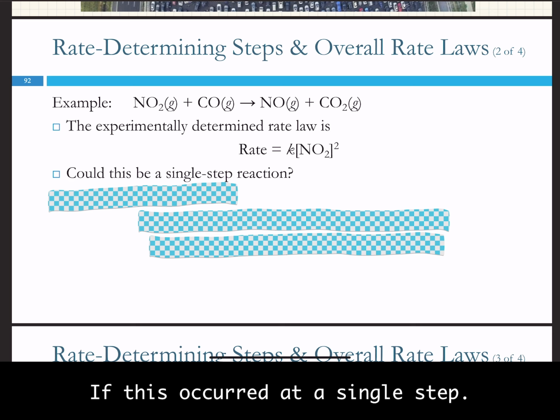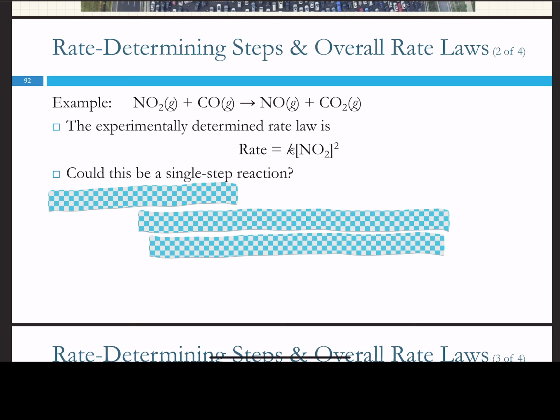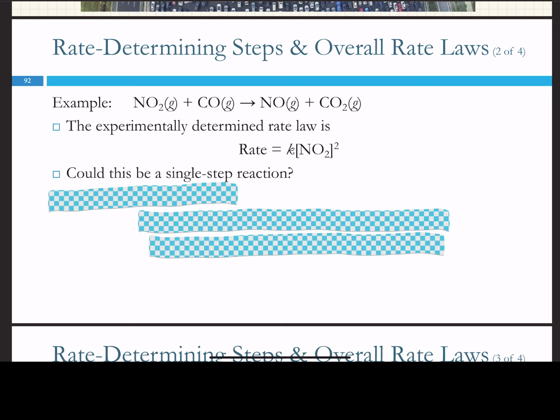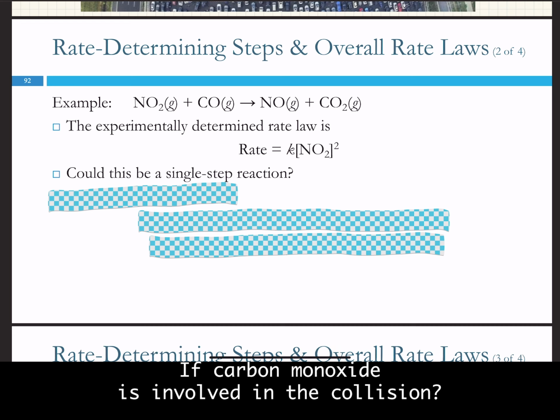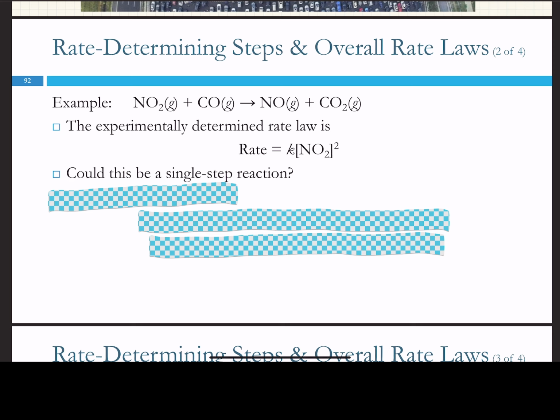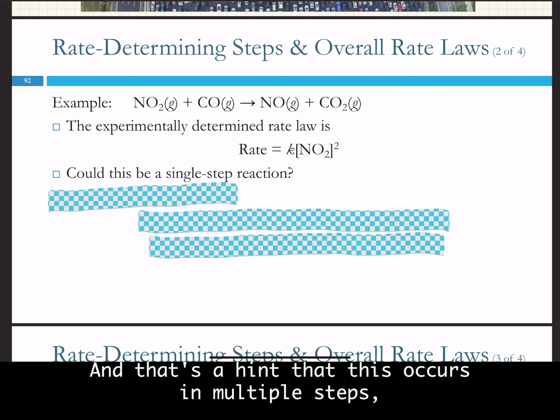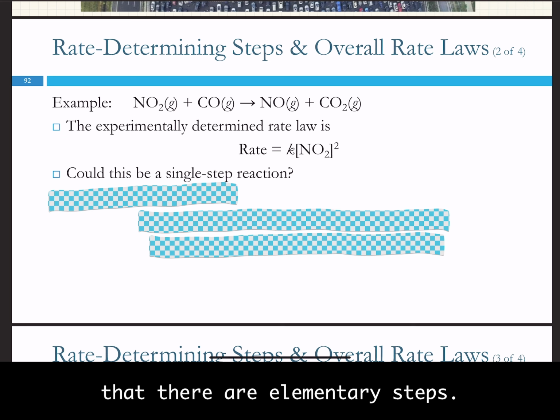If this occurred in a single step, shouldn't the amount of carbon monoxide matter? Wouldn't that be part of the overall rate if carbon monoxide is involved in the collision? But it's not. It's missing from the overall rate. And that's a hint that this occurs in multiple steps, that there are elementary steps. It also tells us something about the elementary steps.